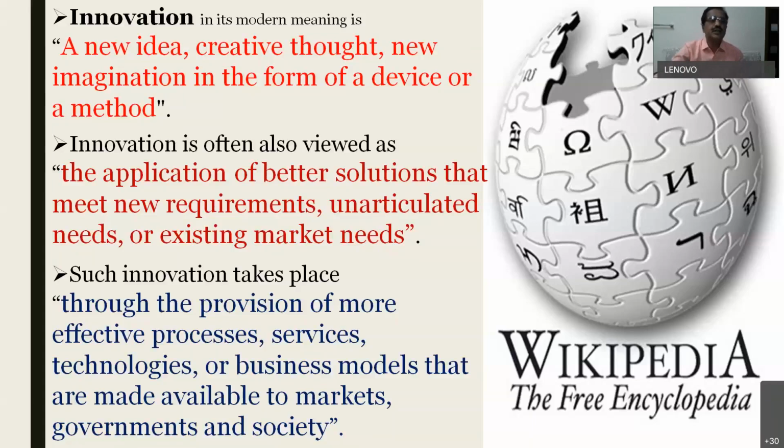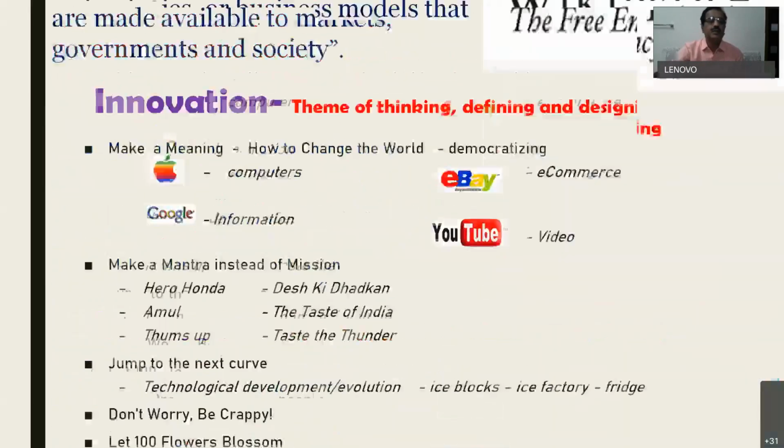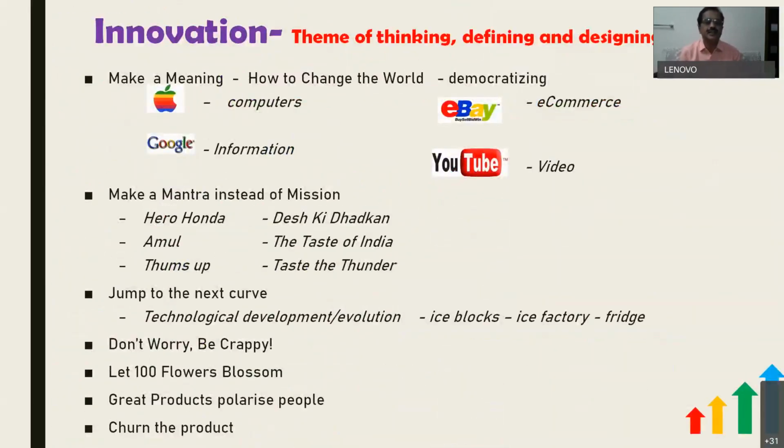Now, having understood innovation, let's come to understand what exactly innovation is in a nutshell. Innovation is a kind of a theme of thinking, defining, and designing. Once you think, when you imagine, it's a theme of thinking, right? When you imagine, you should make a meaning of it. You should define it. You should bring out a proof of concept. What exactly is your idea? Then give it a shape, whether a physical shape or specifications. That is called basically the design.